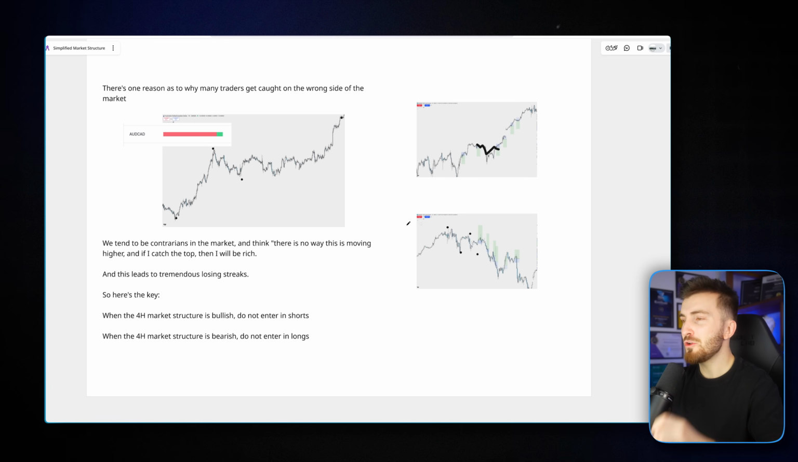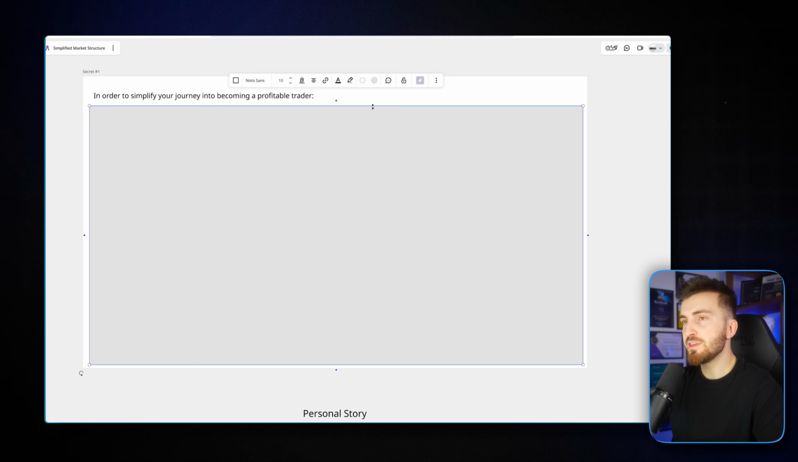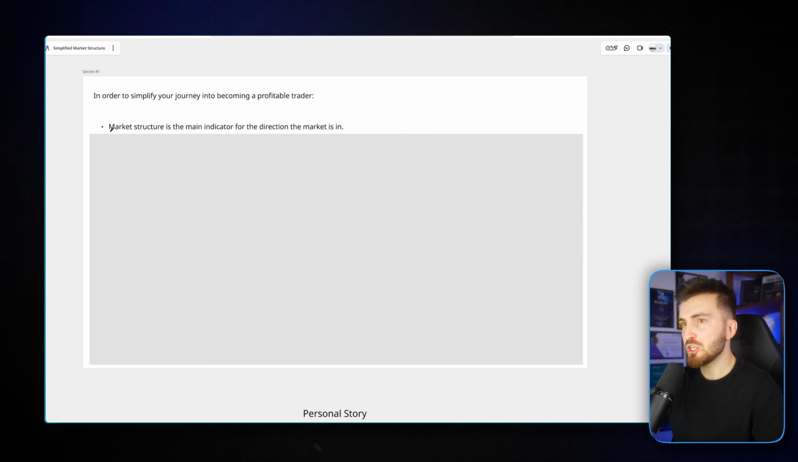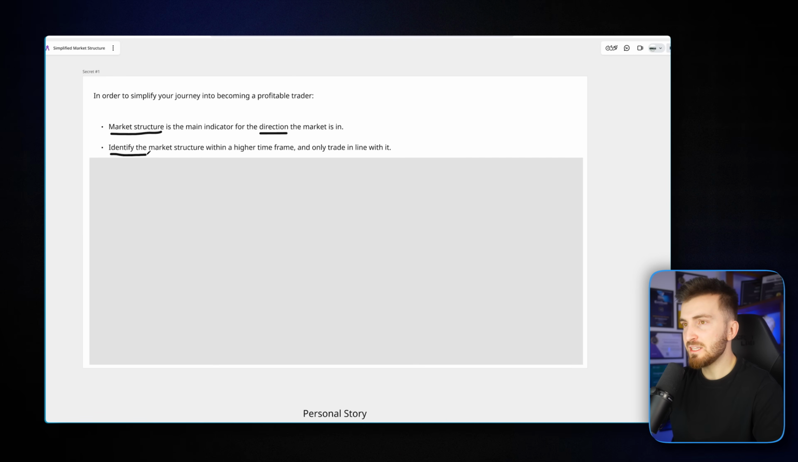But first, let me show you how to actually simplify market structure so that secret number 3 actually becomes useful. There's a couple of things that we need to understand in order to simplify our journey into becoming a profitable trader. And one of them is that market structure is the main indicator of the direction that the market is in. And yes, market structure tells us the direction, but we need to identify the market structure within a higher time frame, else it is constantly going to be disrespected.